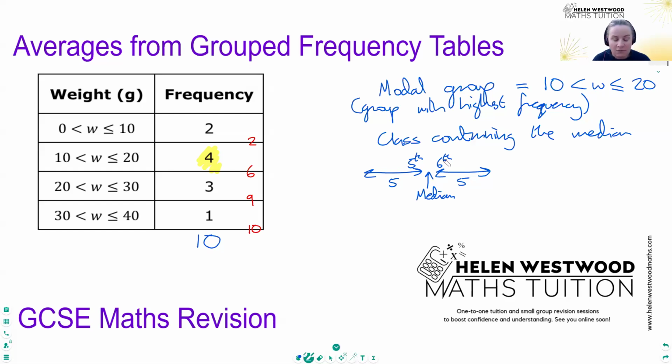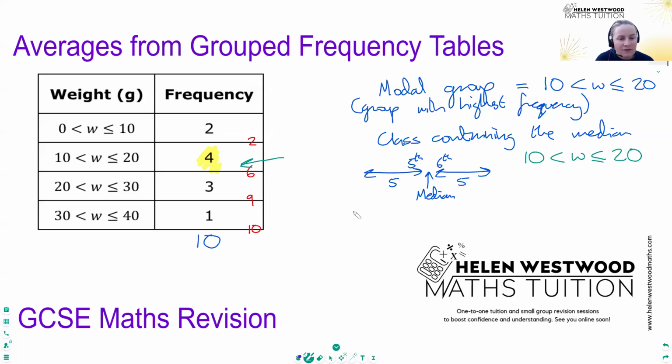Remember, when you've got an even number of values, the median is going to be between the 2 middle ones. So we're thinking about where is our 5th and 6th value? So that is going to be just here. So that means that our class containing the median just happens to be the same as the one containing the mode. It's where the weight is greater than 10 but less than or equal to 20.